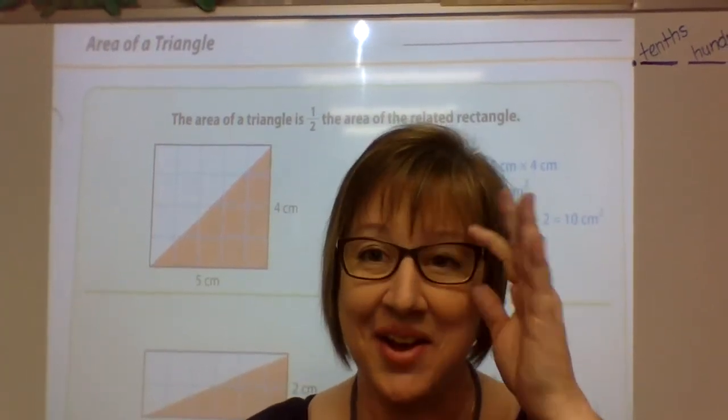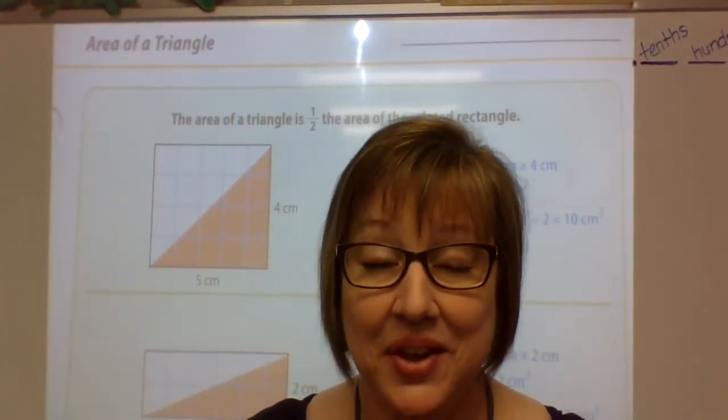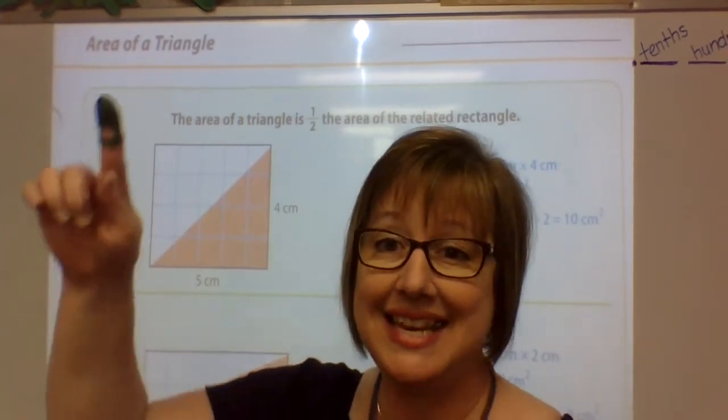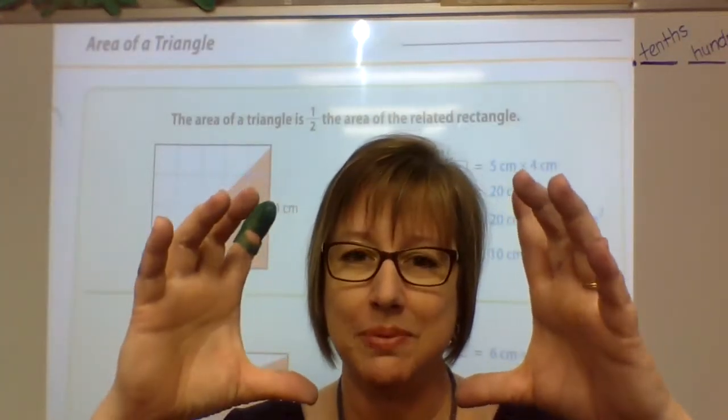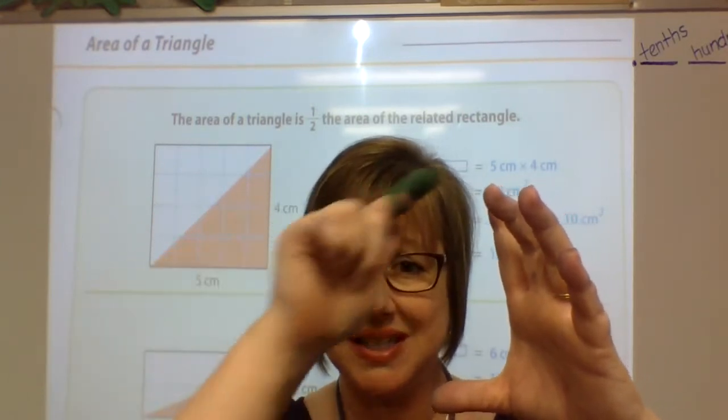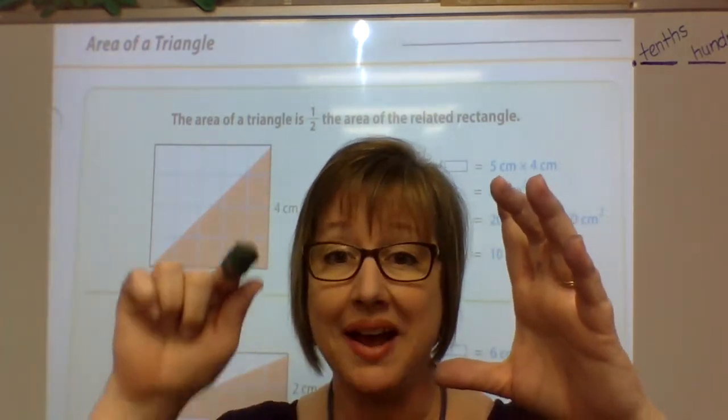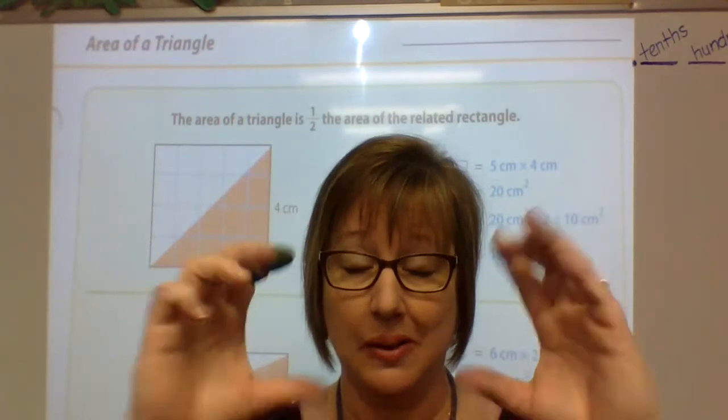Okay, now the area of a triangle. Remember, area, again, is the area inside of the box or whatever shape you are measuring. Perimeter is the distance around the box, okay?